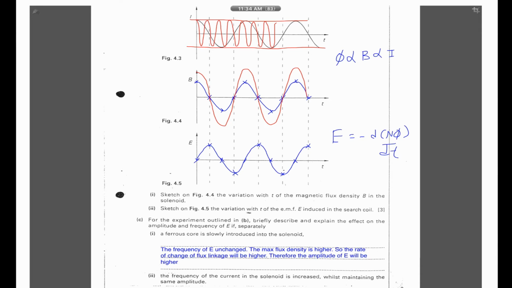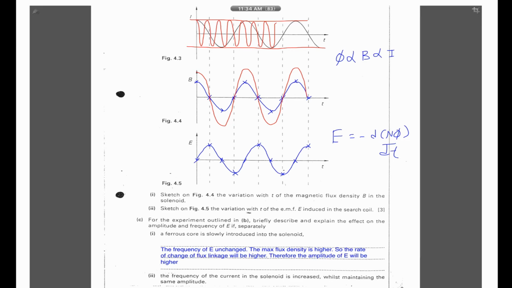Now that the frequency of the current is higher, wouldn't the frequency of the flux density also be higher? Versus time, the frequency of flux density is higher. So what happened to the frequency of the induced EMF? Also must be higher. Always the same frequency. So the first part, you can write down here: the frequency of E increases to the new value.